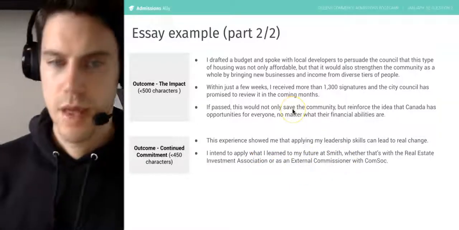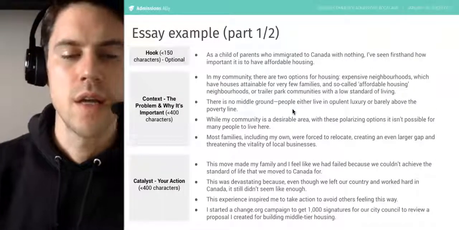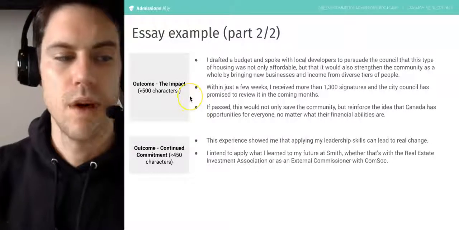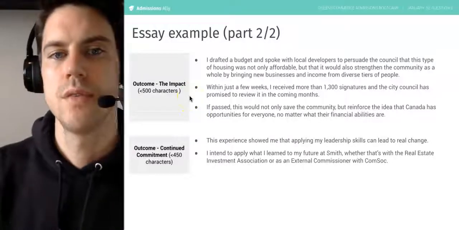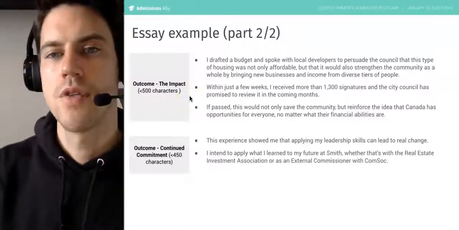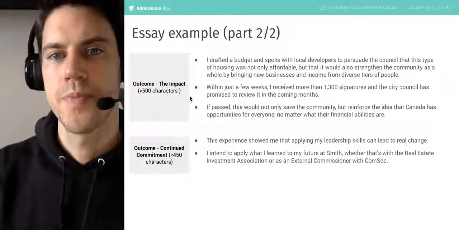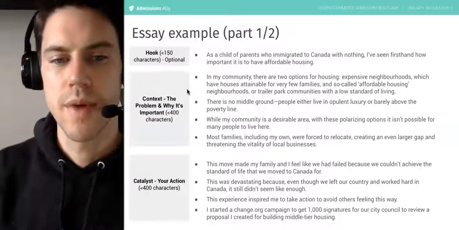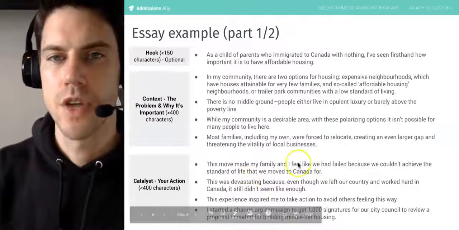So that's basically it. If you have not done any action on the problem, you should watch the leadership development module in the bootcamp, because that gives you some clear ways on how you can actually take action on problems, sometimes in a very short amount of time, including the change.org campaign.